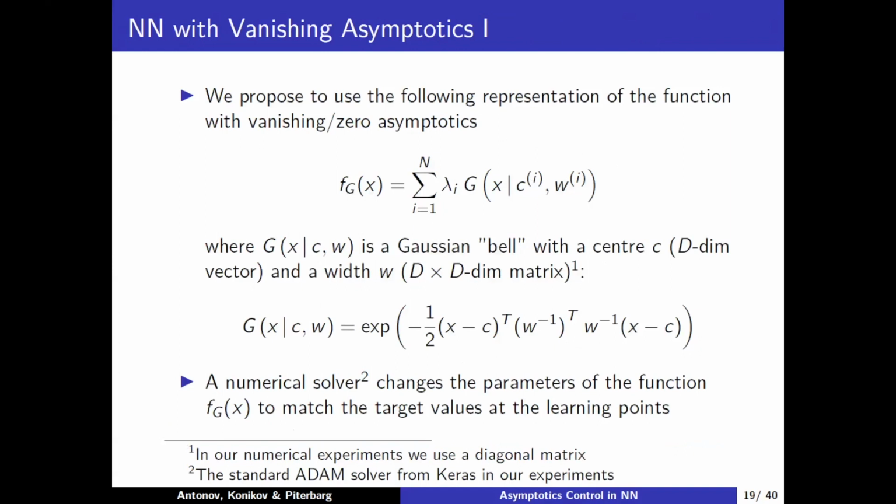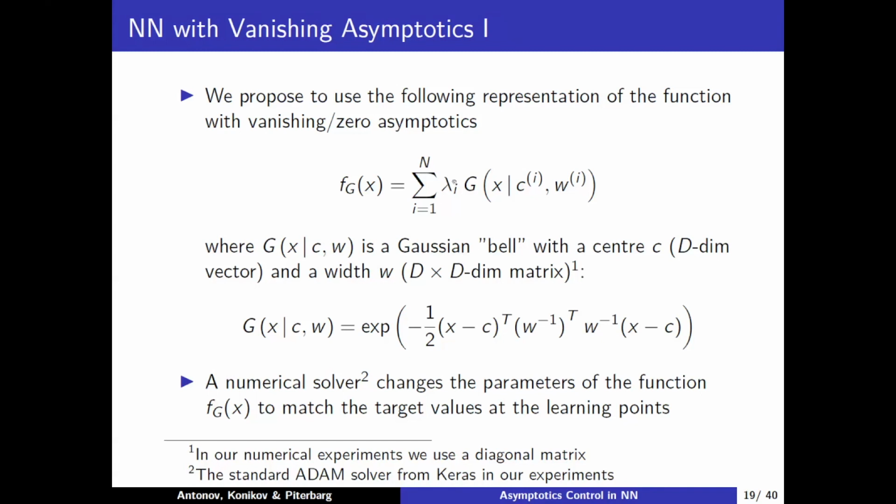Now imagine we have calculated a certain spline with some values in the bulk. We have calculated the difference between this spline with asymptotic control and our function. We would like to approximate the residual function with vanishing or zero asymptotics using the following neural network. So this is a sort of handmade neural network. We propose to use a function built with so-called Gaussian bells. This neural network is a one-layer network.